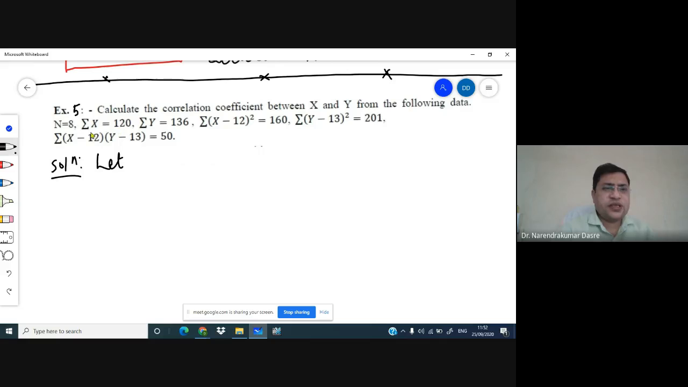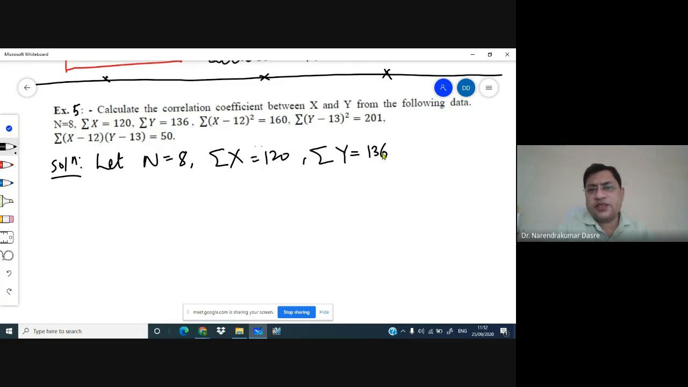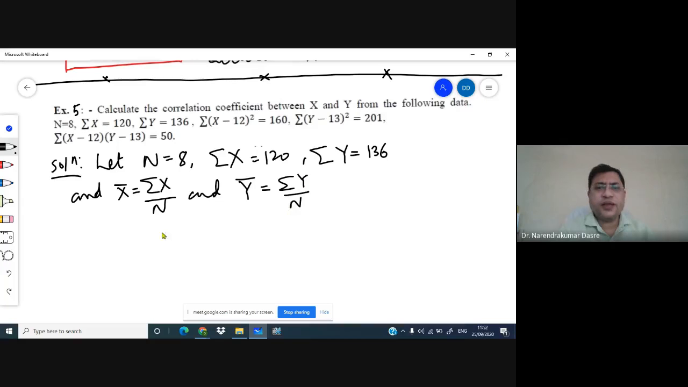So how are we able to solve the problem? What is n given here? n is equal to 8. Always write the given data. Please be careful about small x and capital X. Summation capital X is given to be 120. Summation capital Y is given to be 136. And what we know is capital X bar is equal to summation capital X upon n, and Y bar is equal to summation capital Y upon n.